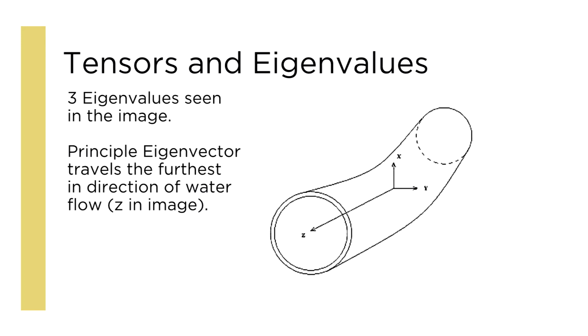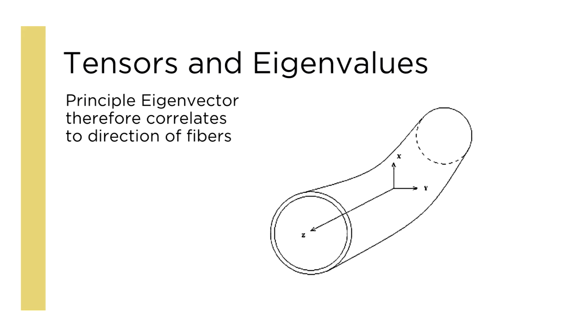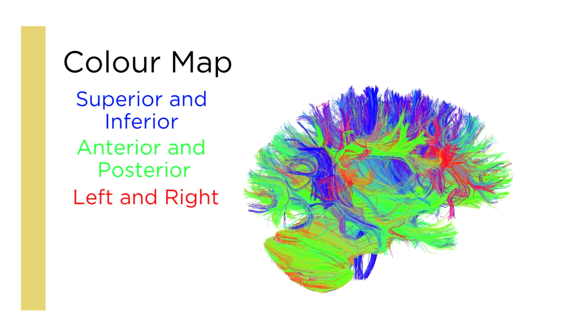The tensor element with the largest eigenvalue is the direction in which the water will be mainly flowing. This is known as the principal eigenvector. The eigenvector is then assumed to correlate to the direction of the fiber bundle. Mapping eigenvectors is the basis of tractography, as the direction of diffusion shown by the eigenvectors is assumed to be the direction of the white matter axons. When looking at a diffusion tensor color map, areas are color-coded by diffusion direction. Blue represents superior and inferior, green represents anterior-posterior, and red represents left and right.